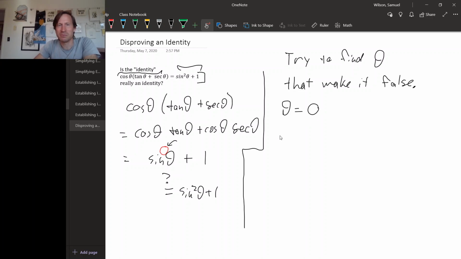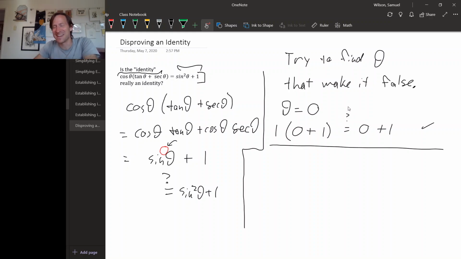On the left-hand side when we plug in 0, cosine of 0 is 1 times tangent of 0 is 0, and secant of 0 is 1. Okay, on the right-hand side, sine of 0 is 0 plus 1. So actually it looks like these two sides are the same for theta equals 0. But that's not very convincing evidence. This might be a coincidence. So let's try another value of theta. Maybe a value of theta that's a little more interesting than 0. How about pi over 6 maybe?